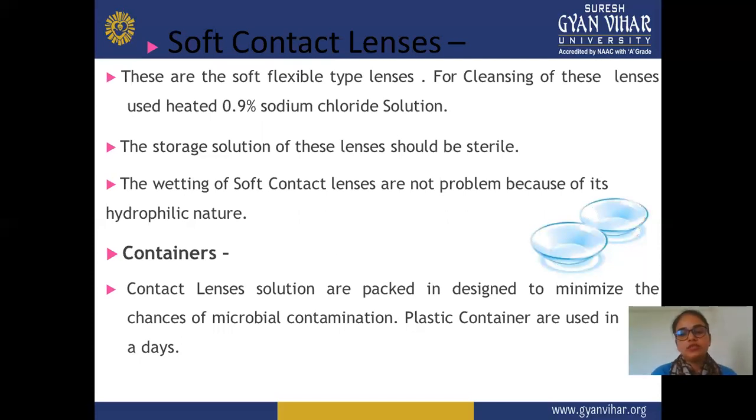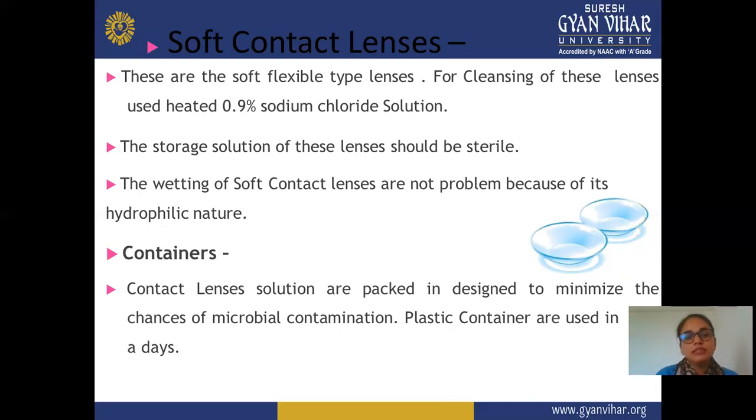Next is the second type, that is soft contact lenses. It is another type of lens. It's just the opposite of hard contact lenses. The soft contact lenses are soft, flexible lenses. Compared to hard lenses, they are very flexible and soft in nature. When you touch them, you feel that they are flexible and soft.